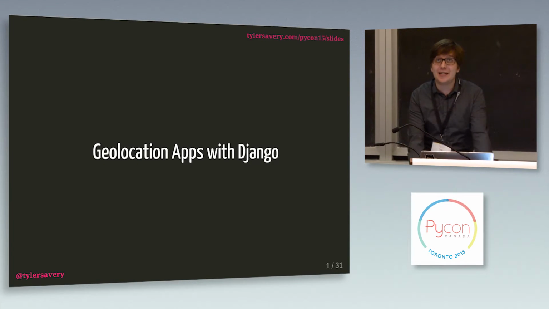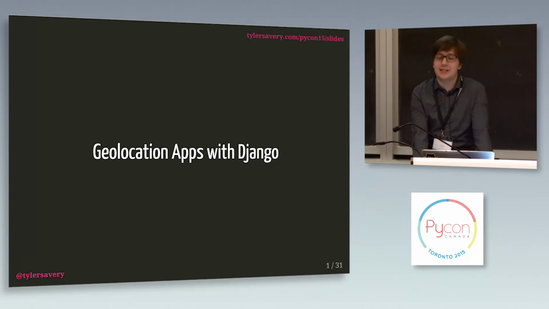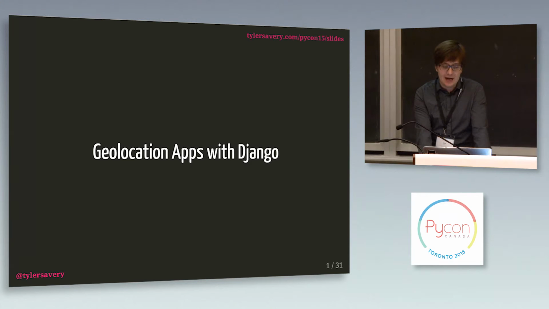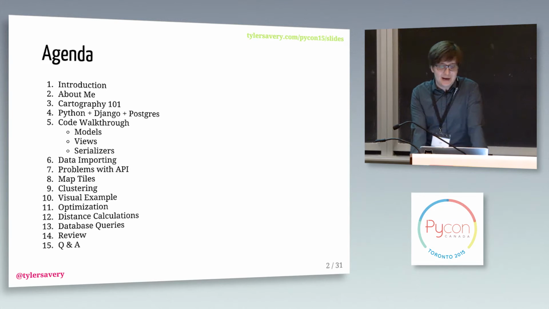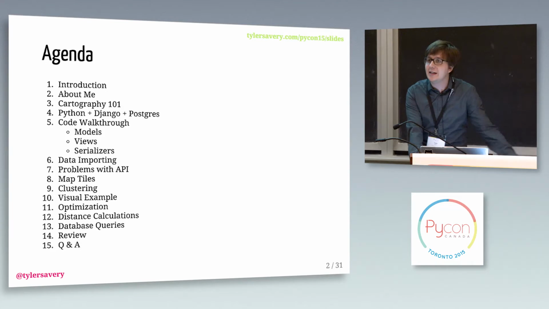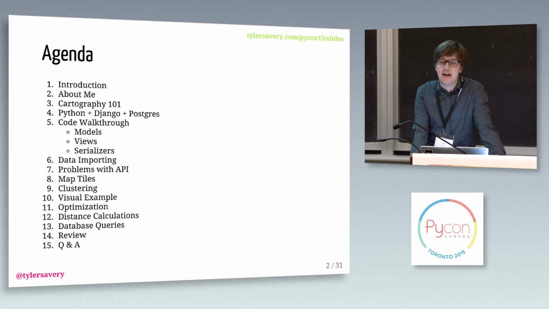So we're going to talk about geolocation apps, the services side obviously, because it's a Python talk here, and specifically using Django. We're going to go over a bunch of different things here, as you can see in my lovely agenda, starting off with just a bit of an intro and a bit about cartography in general, how map calculations are done with or without code.